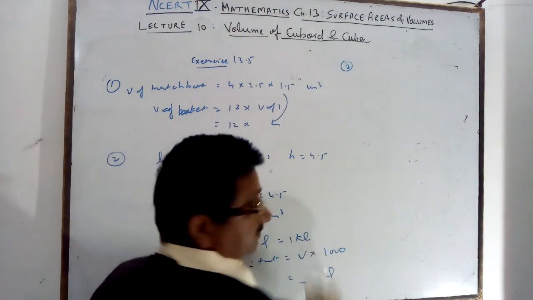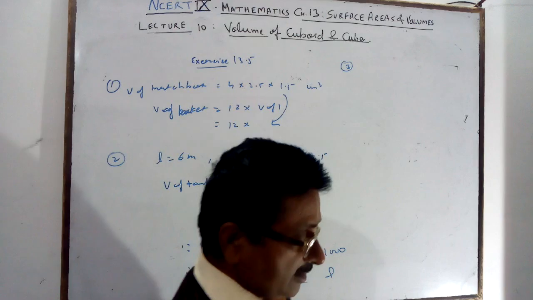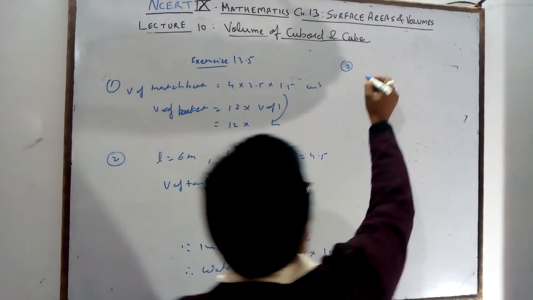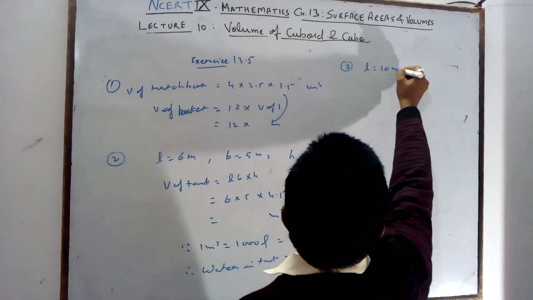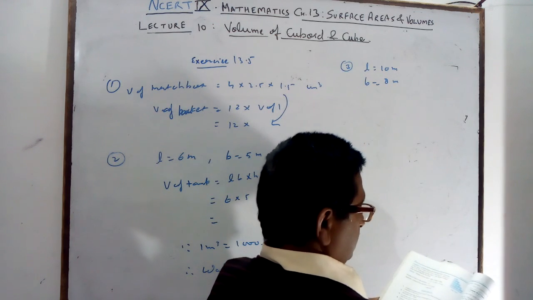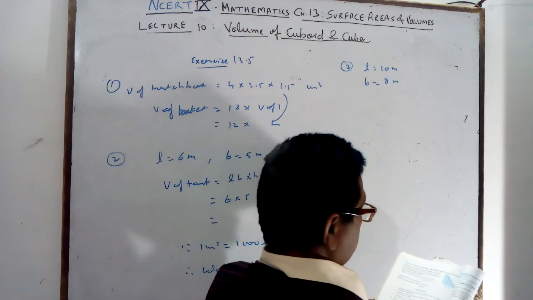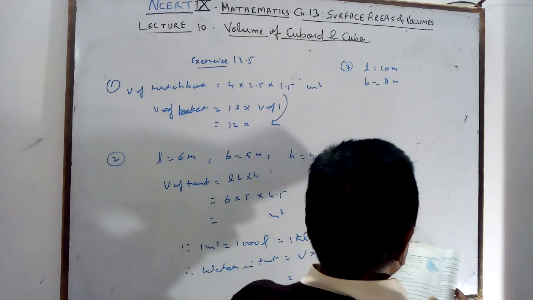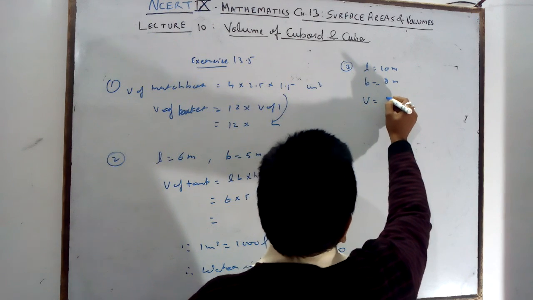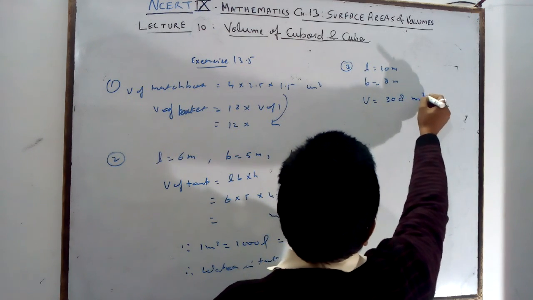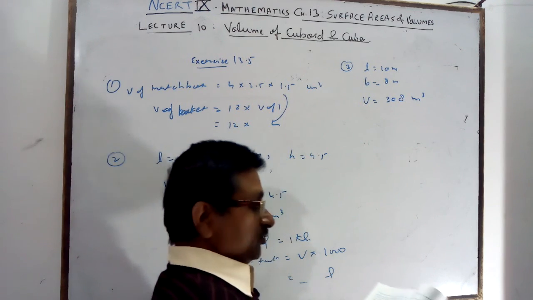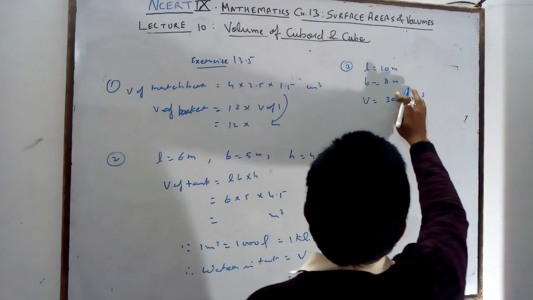Question number 3: a cuboidal vessel is 10 meter long, 8 meter wide. How high must it be made to hold 380 cubic meter of liquid? The volume is given as cubic meter of liquid. The volume is 380, not 308.